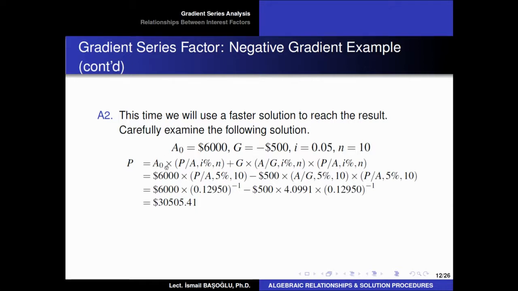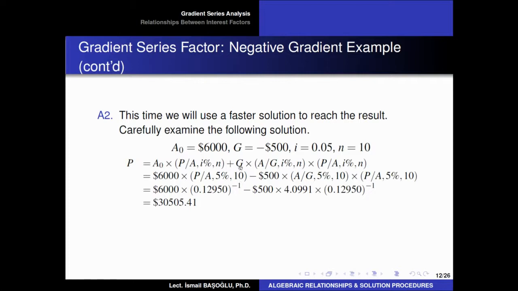Now, remember, a gradient series consists of two parts. The base part is in the form of a uniform series A0, and we have a gradient which can be converted into a uniform series as well. And after converting it to a uniform amount, then we can also calculate its present value. So let's handle the uniform series, which is obtained by the base amount of $6,000. We multiply $6,000 uniform payments with the uniform series present worth factor under a 5% interest rate for 10 years.